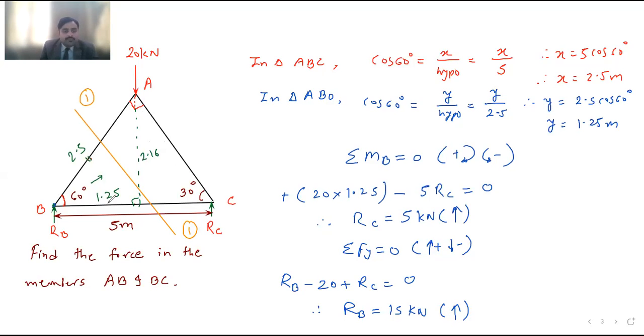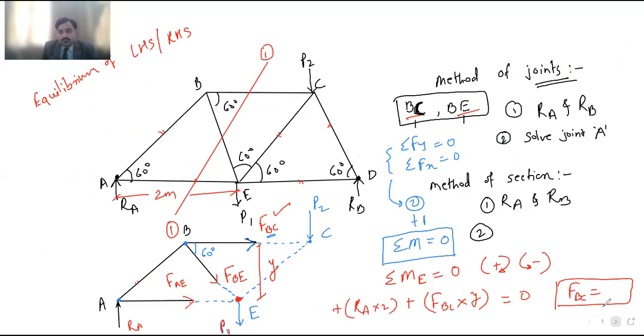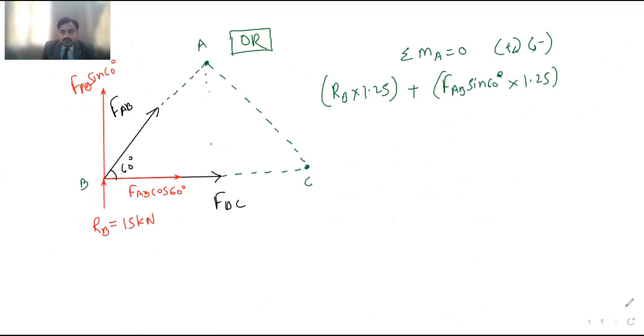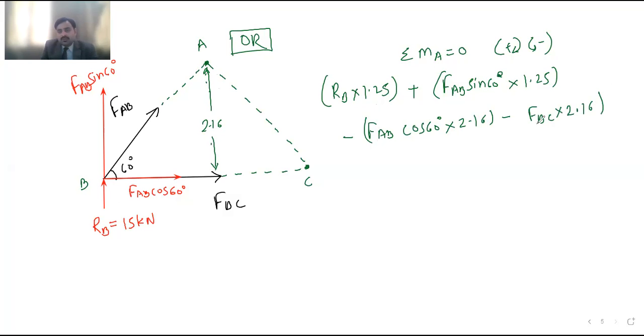So the vertical distance is 2.16. Okay, this vertical distance is 2.16. So it is minus FAB cos of 60 into 2.16. Again, this FBC is also on the same line, minus FBC into 2.16, which is equal to 0.